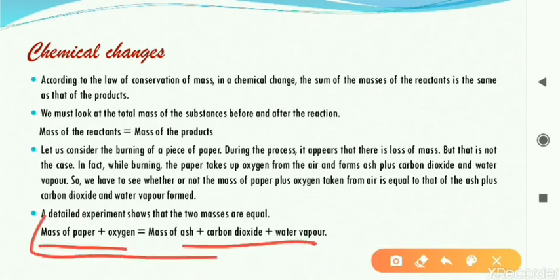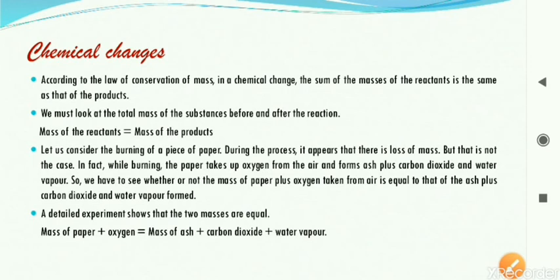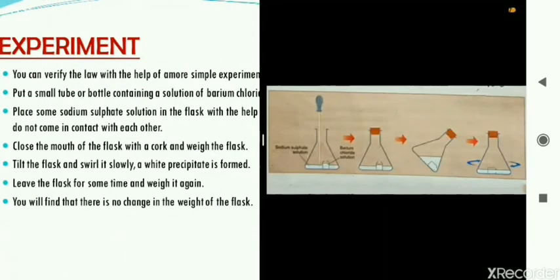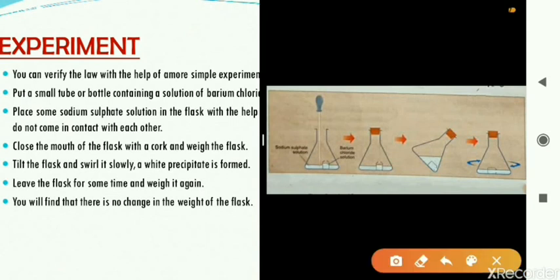The law says the mass of the reactants is equal to the mass of the products. That is what the law of conservation of mass says. We will now discuss an important experiment to prove the law of conservation of mass in a chemical reaction. We will perform a chemical reaction in this activity and prove this law.